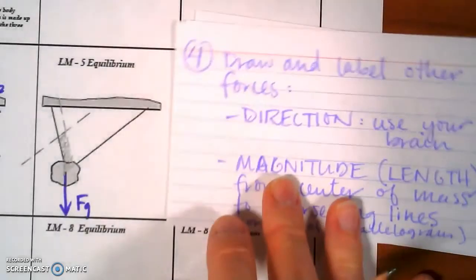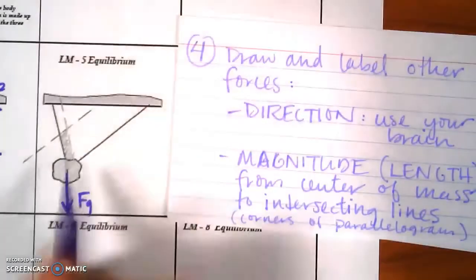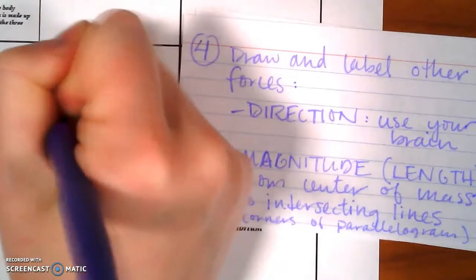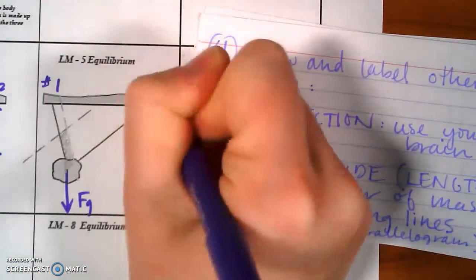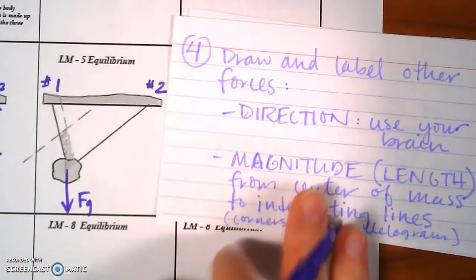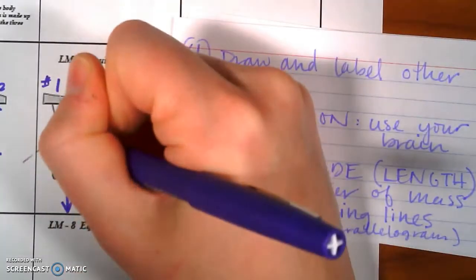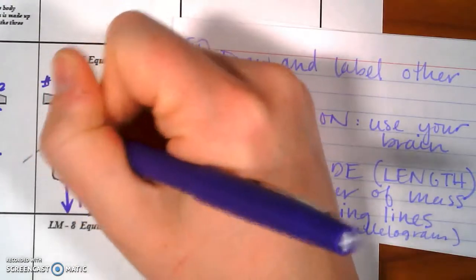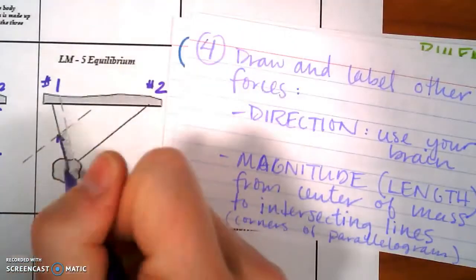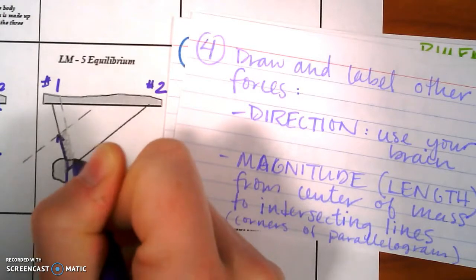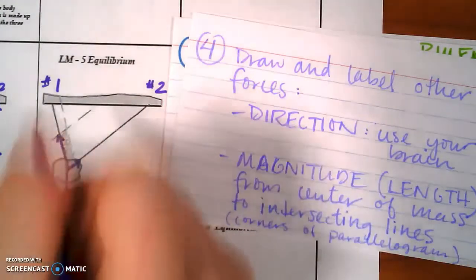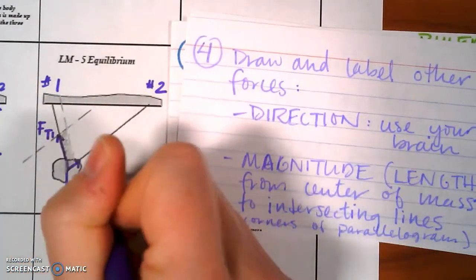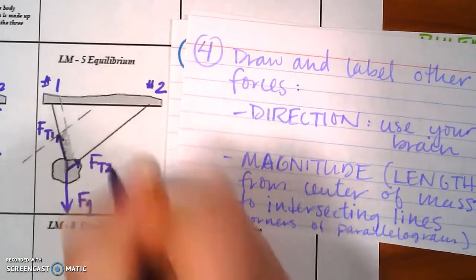And now I'm going to label my other forces. Is there a normal force? No, it's not resting on a surface. It is, however, being held up by two different strings. So the tension in those strings is supporting the weight of the rock. So I'm going to draw this one up to the corner where those lines intersect with the string. This one barely goes off the string, so it's a very small arrow. So that's my force of tension for string number 1, my force of tension for string number 2.